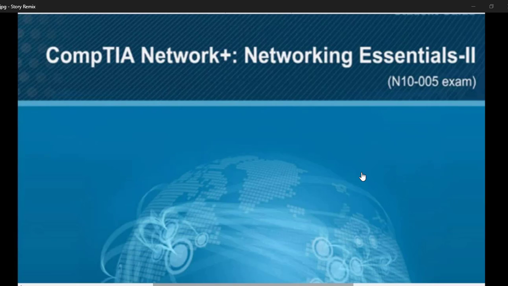Today's topic is network essentials. In this part, we will study identifying the IP version 4 addressing scheme and identifying the IP version 6 addressing scheme. Let's start with network addressing schemes.